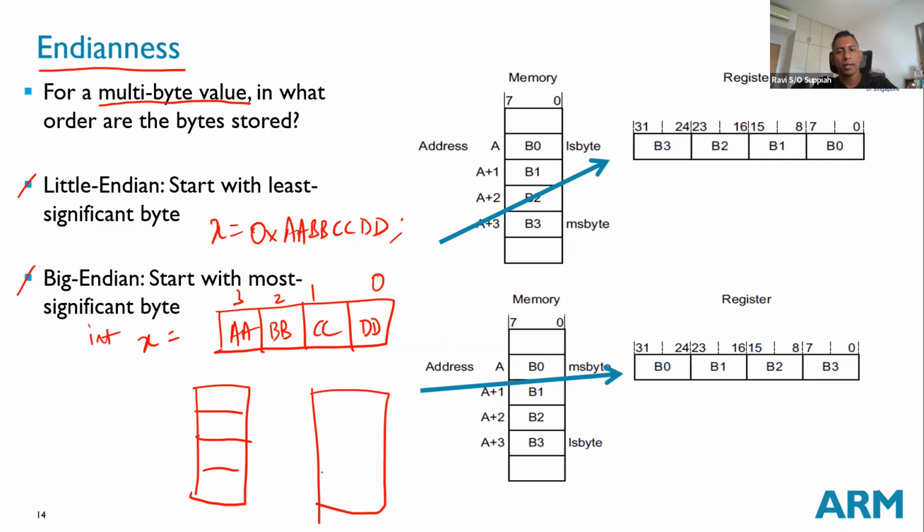So let me write the addresses in here. Let's say these are addresses A000, A001, A002, and A003. So these are 4 memory addresses. If I use Little Endian format, the least significant byte will be stored in the lower address. So DD will come here, then CC, BB, and AA. In Big Endian, it will be the other way: the least significant byte is in the highest address. So AA, BB, CC, and DD.